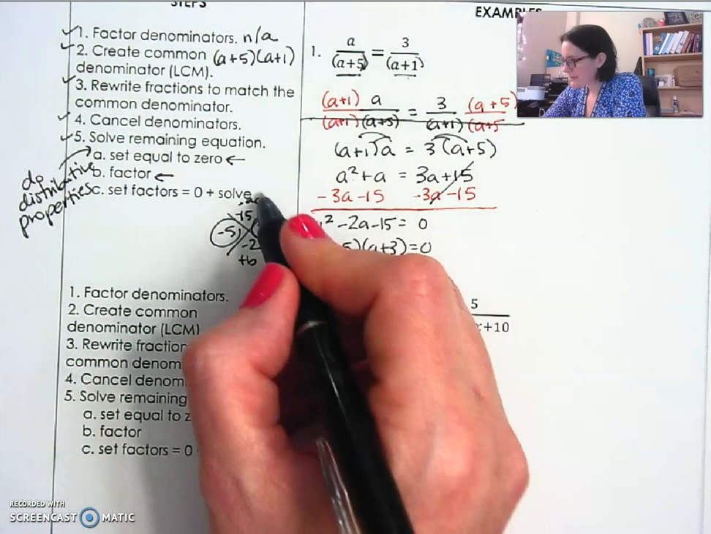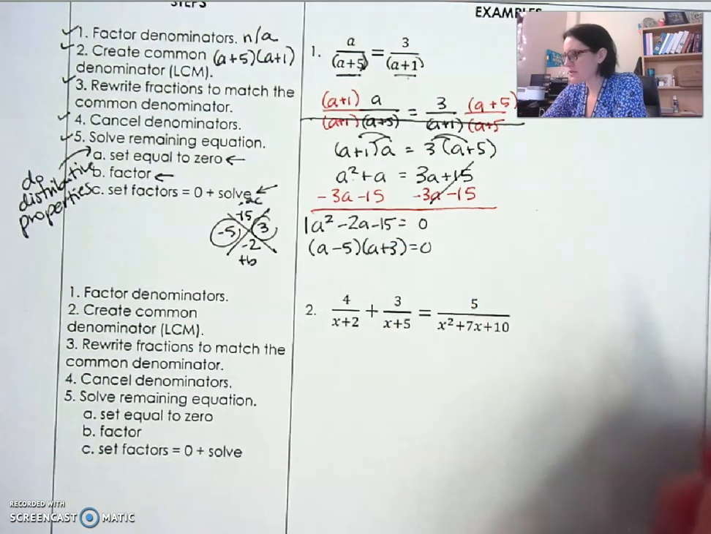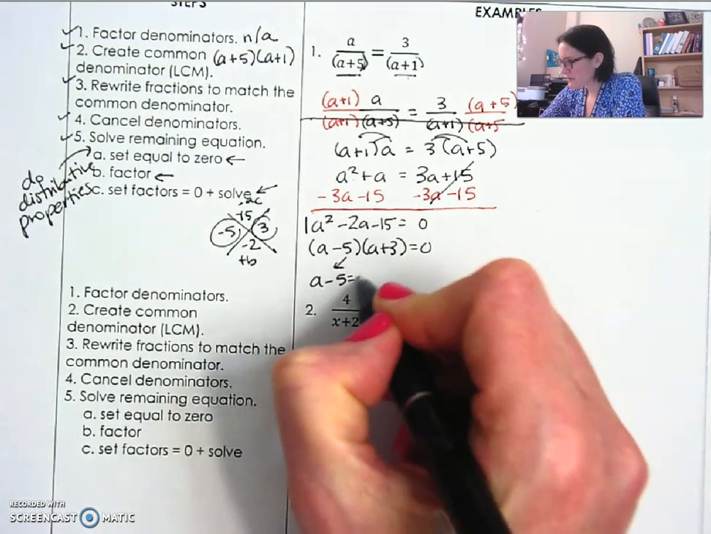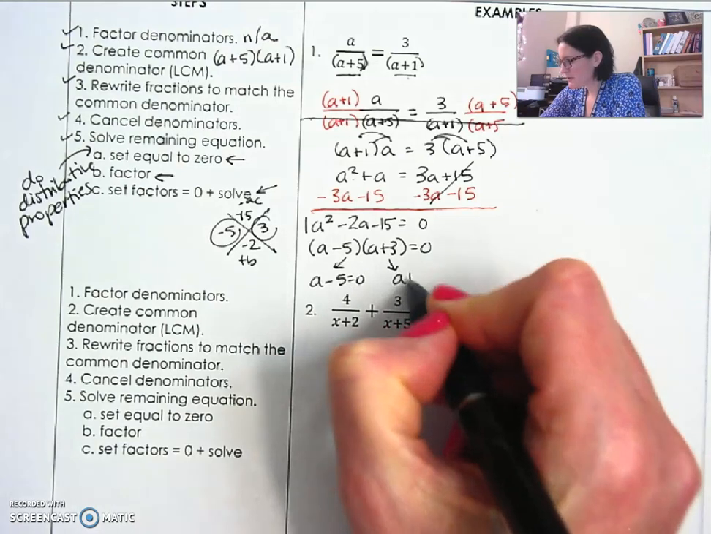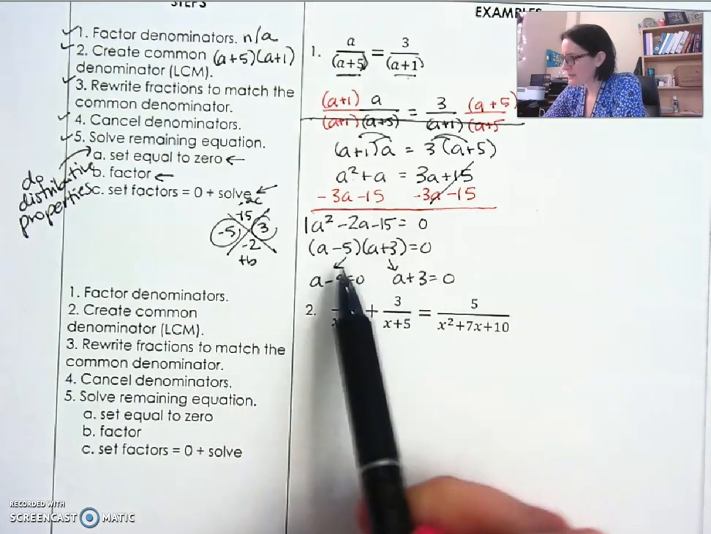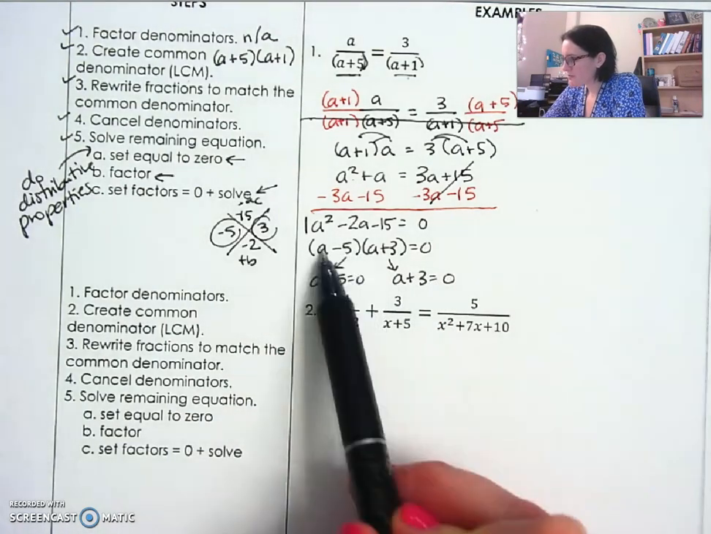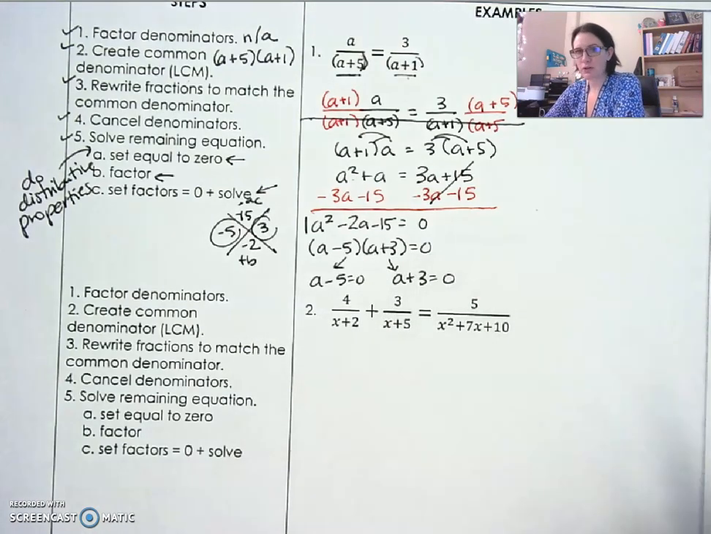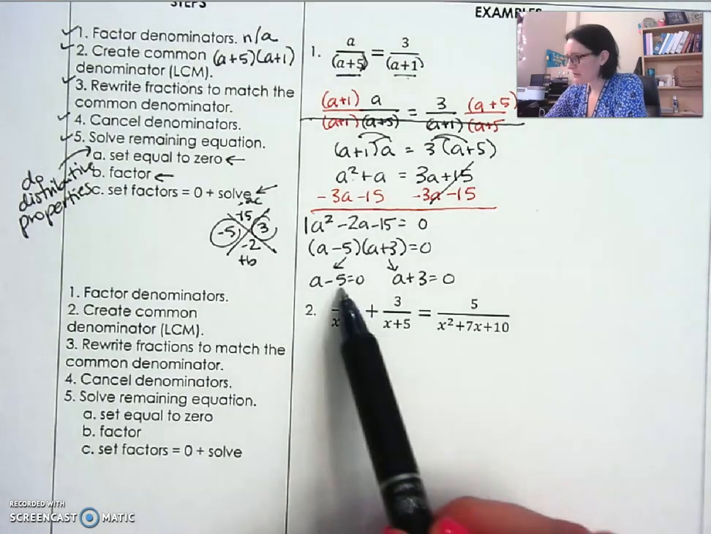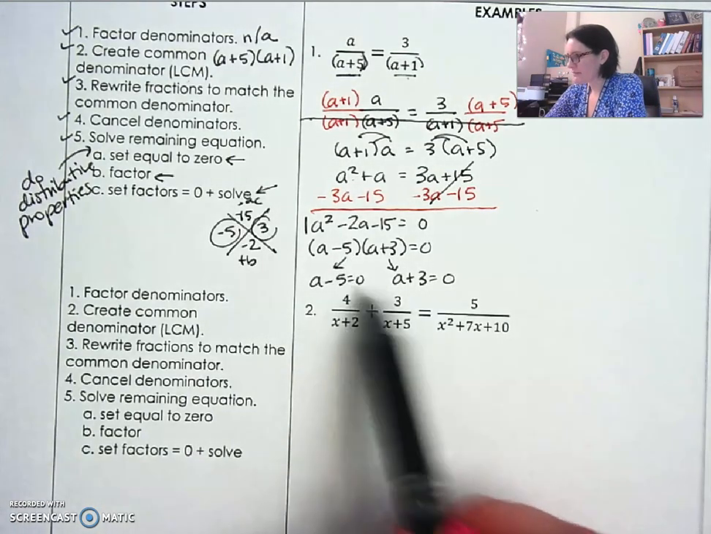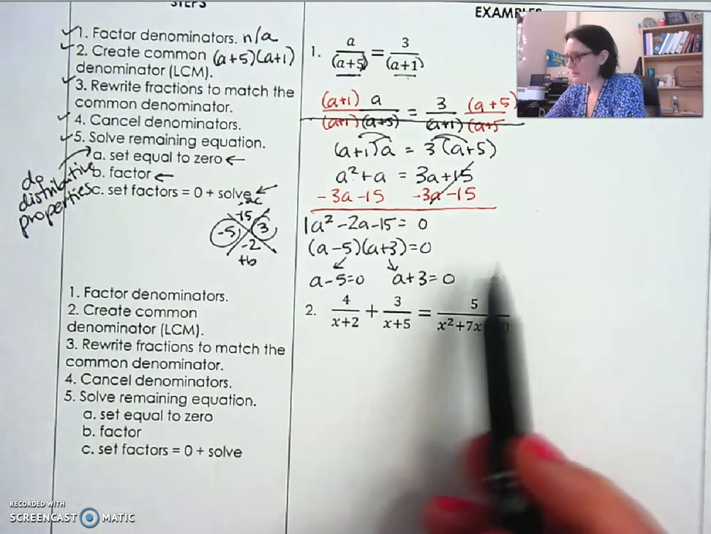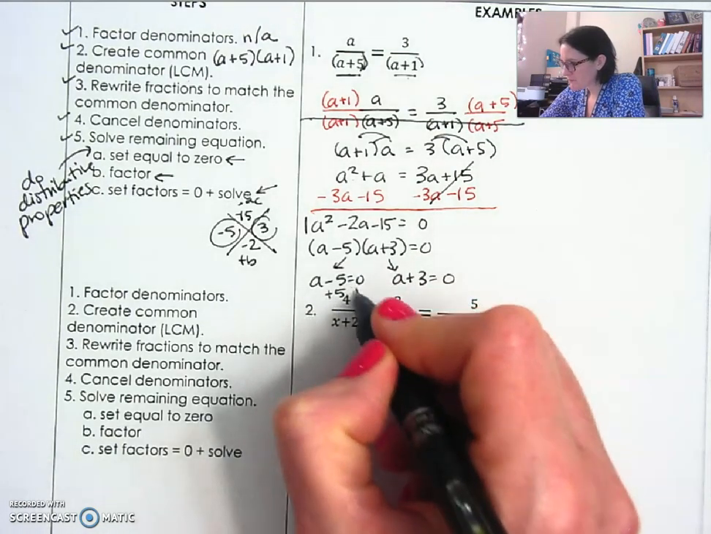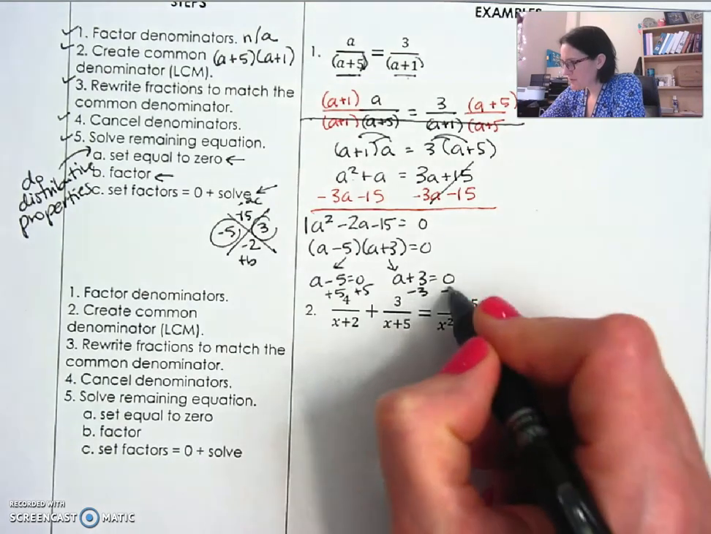And then the last step, set those factors equal to 0 and solve. So we break it up, we say a minus 5 equals 0, or maybe a plus 3 equals 0, right? Because if this group times this group is 0, well, the only way you can get 0 is if one or both is 0. So we break them up individually and make them equal to 0. And then we solve by adding 5 to both sides here and subtracting 3 to both sides here.